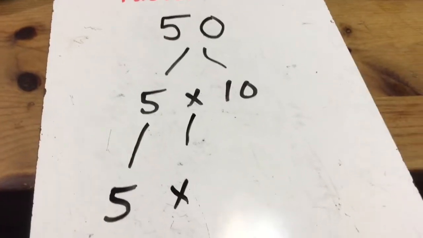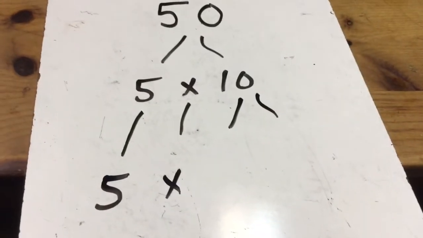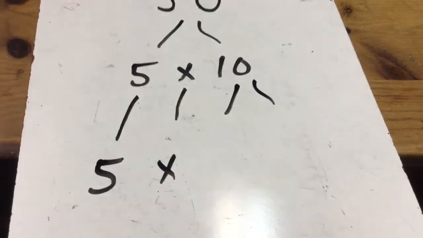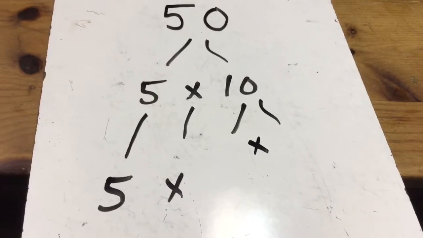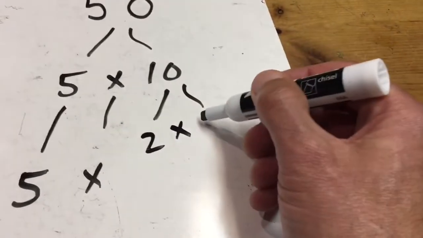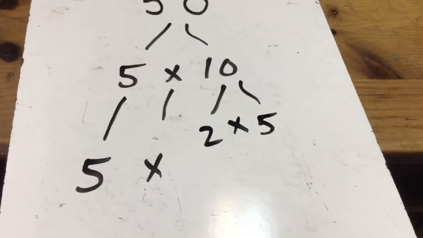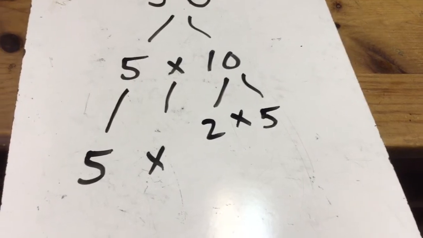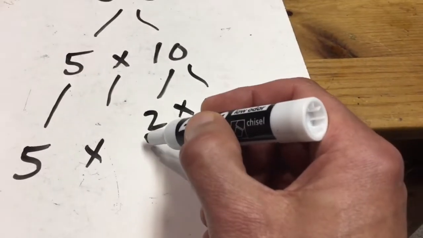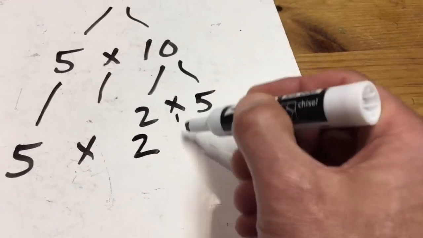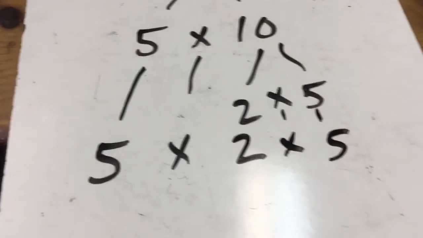Now 10. 10 is not a prime number, so I got to split it. When I split it, I need to make 10 with a multiplication sentence. What times what gives me 10? Well, 2 times 5. Okay, notice 2 is a prime number, and so is 5. So now I bring down my 2, I bring my x down, my multiply, and I bring this 5 down, and that's my last row.